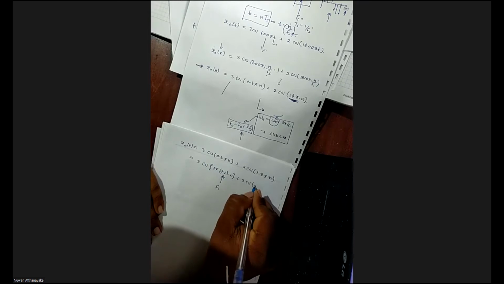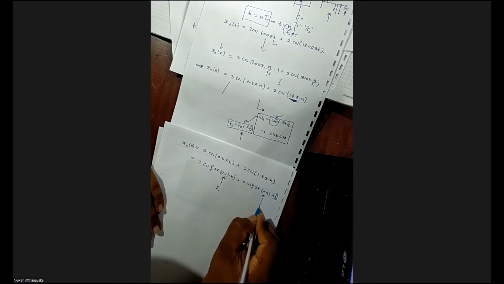So here it is 0.3 n, and this will be your frequency F1, plus 2 cos. Here you can write this as 0.9 n. Like this. So this will be your second frequency F2.